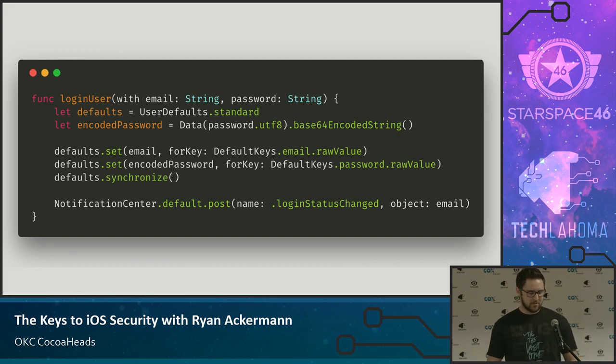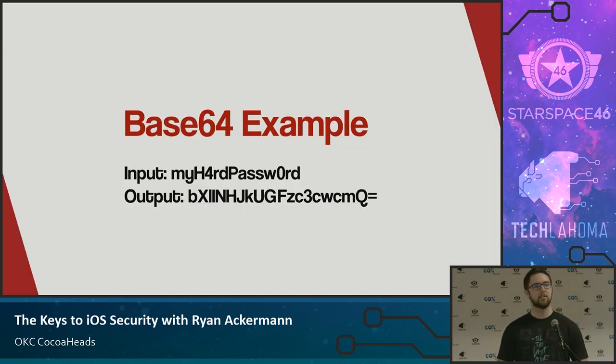So let's look at how to store not just the plain text the user is entering. The only thing that's different here is we're going to encode the password using base64 encoding in iOS. We're just converting the password, the plain string, to data, and then creating a base64 encoded string of that. What that might look like is, if my password was my hard password with some numbers, because security, the output might look something like that below.